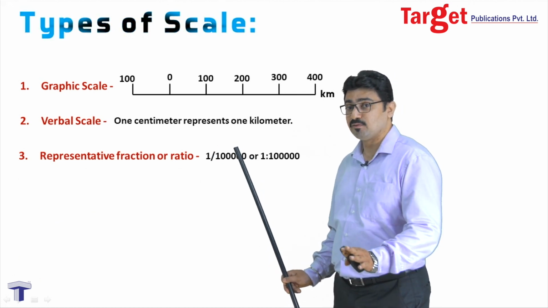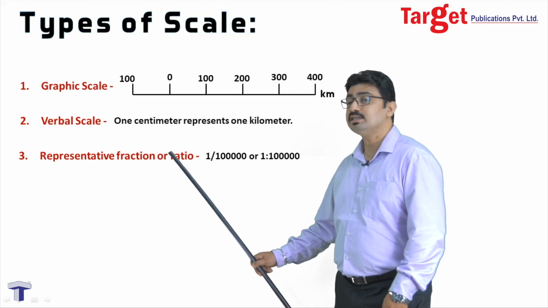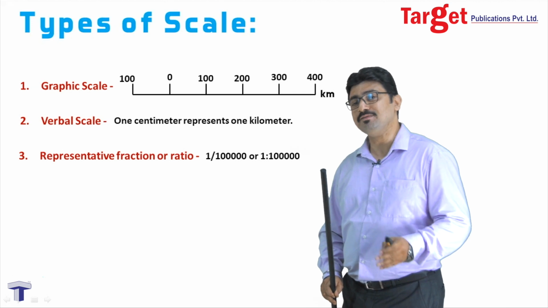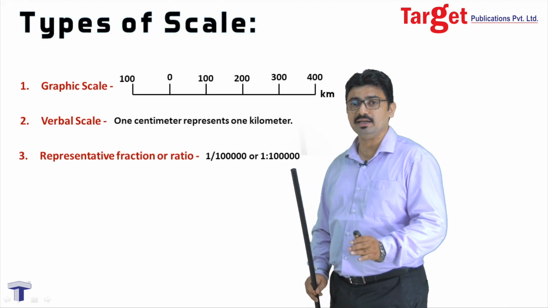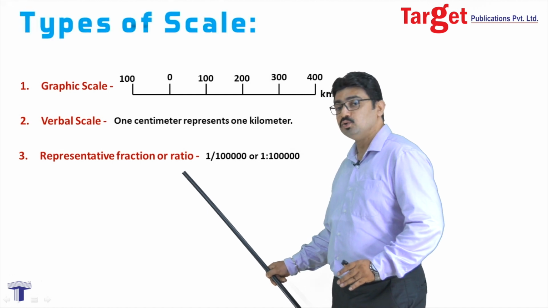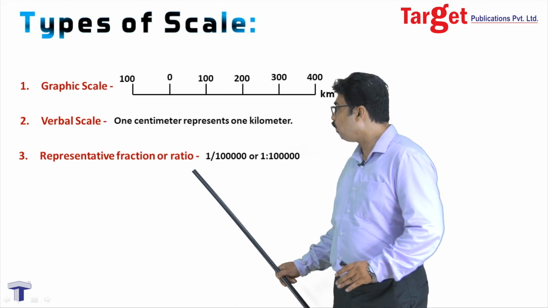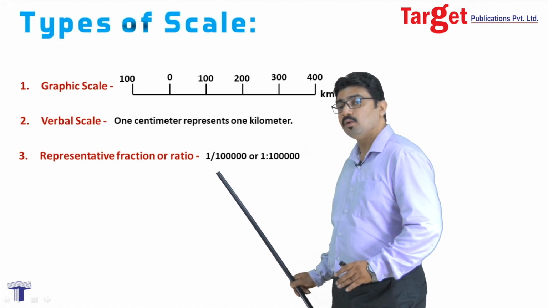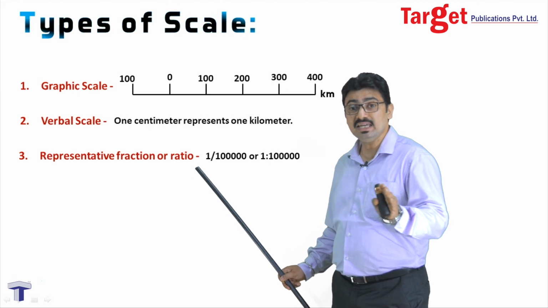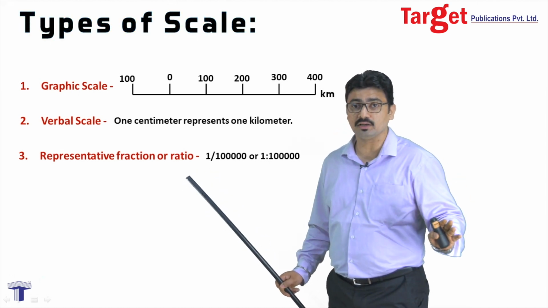The next type of a scale again is an important type, which is a representative fraction or representative ratio. Obviously, we all know what is the fraction, what is the ratio, and here the ratio is the scale on the map to the scale on the actual earth. For example, when it says 1 is to 1 lakh, now 1 is to 1 lakh means 1 centimeter on the map is equal to, or it represents 1 lakh centimeter on the actual earth.